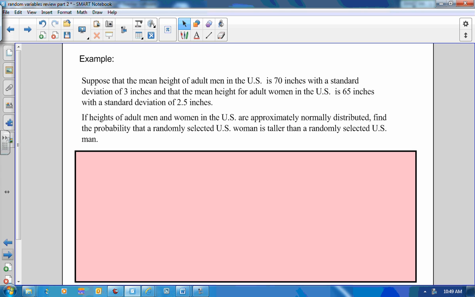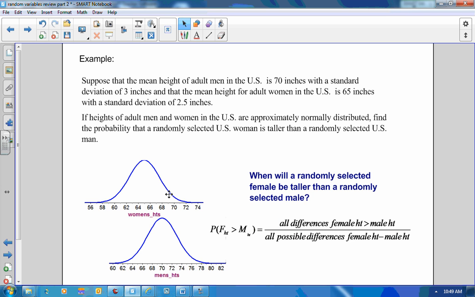Suppose that the mean height of adult men in the U.S. is 70 inches, with a standard deviation of 3 inches, and that the mean height for adult women in the U.S. is 65 inches, with a standard deviation of 2.5 inches. If heights of adult men and women in the U.S. are approximately normally distributed, find the probability that a randomly selected U.S. woman is taller than a randomly selected U.S. man. How are we going to solve this?